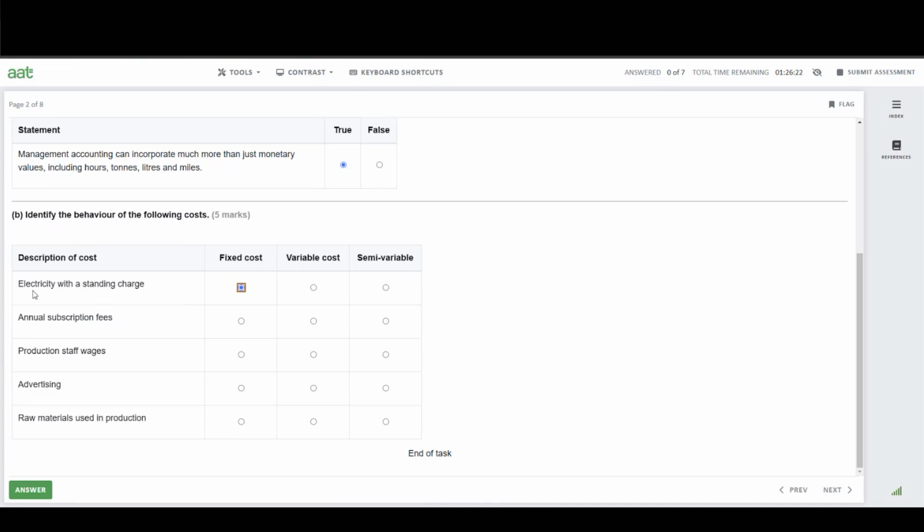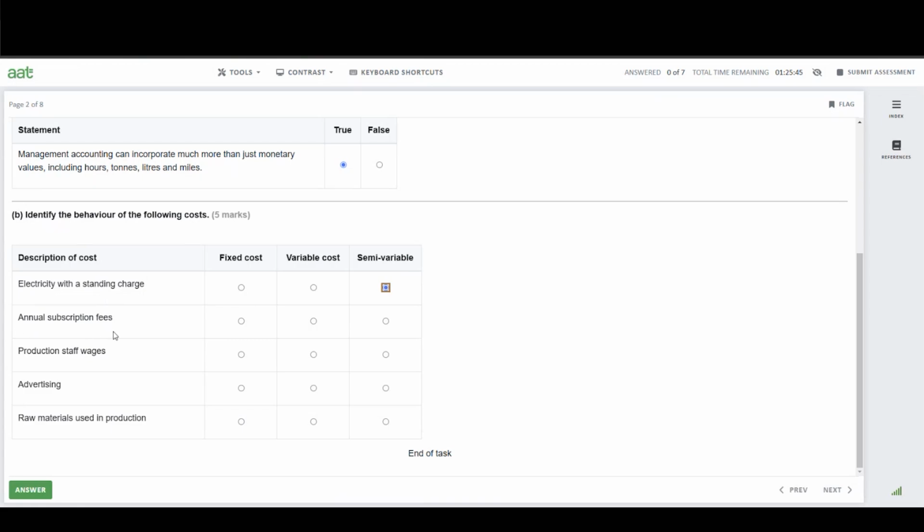So our first cost, electricity with a standing charge. Well, definitely the more units we produce, the more electricity will be needed. So yeah, electricity is definitely a variable cost. However, this says with a standing charge. Now, a standing charge is a time-based thing. It's not based on activity. That standing charge will be there regardless of whether any electricity is used. So that element, that standing charge element, is a fixed cost. So for that reason, electricity with a standing charge will be classed as a semi-variable cost.